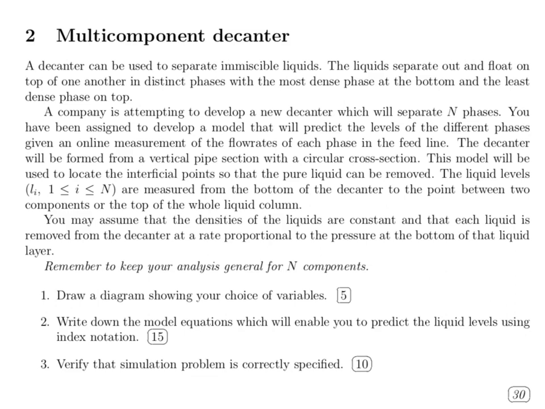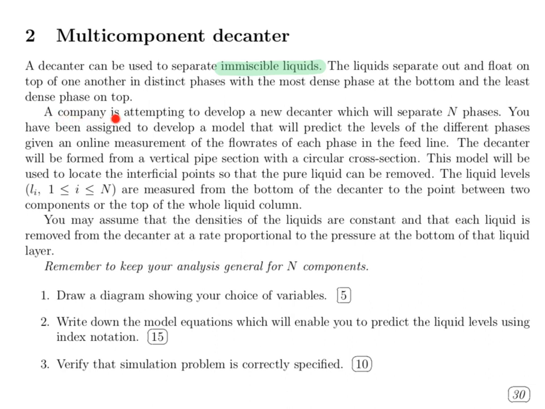Okay, here is a semester test question, a typical modeling question for dynamics modeling. Let's take a little bit of time to read through the question and highlight some important points. So we're told that a decanter can be used to separate immiscible liquids, so that's an important point. These liquids are going to be immiscible. The liquids separate out and float on top of one another in distinct phases, with the most dense phase at the bottom and the least dense phase on top.